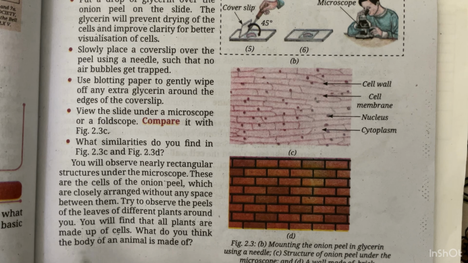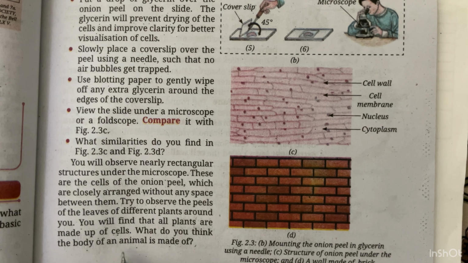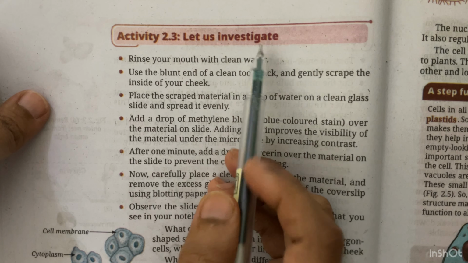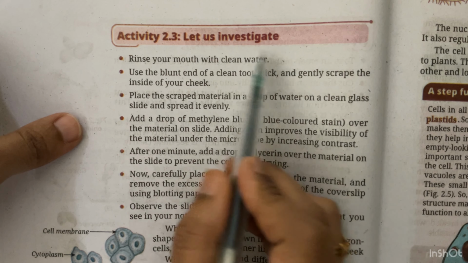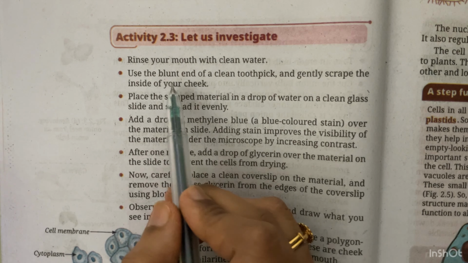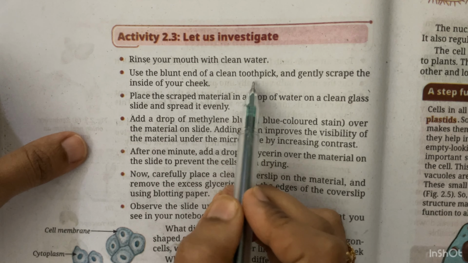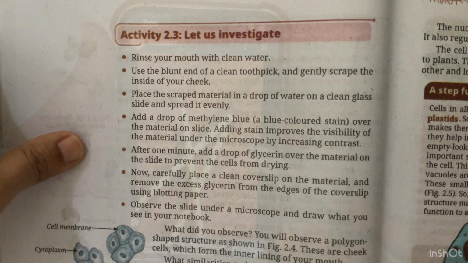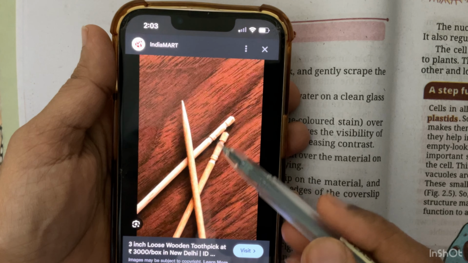Now what do you think the body of animals is made up of? The next question is about animals. To understand that, we are going to perform another activity, Activity 2.3. Let us investigate. Rinse your mouth with clean water. Now use the blunt end of a clean toothpick. I'll show the picture of the blunt end of the toothpick. This side is the blunt end of the toothpick.